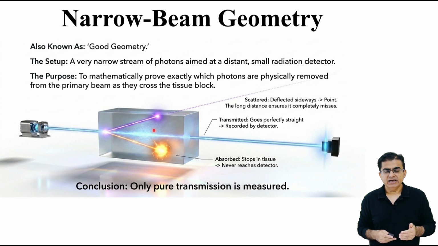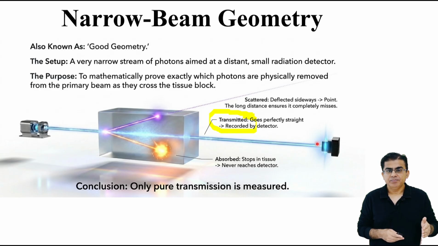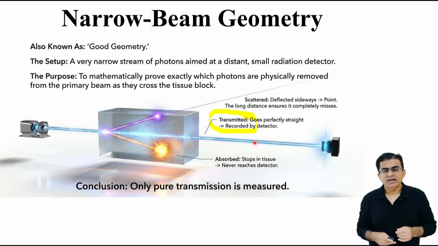First, second, and third. First, look at the blue path on the screen. These are the lucky photons that are transmitted. They go perfectly straight through the tissue without interacting with any atom of tissues and successfully hit this distant detector. This is the first fate. Next, look at the second fate in the orange path. These photons crash into an atom and are completely absorbed. Because they stop inside the tissue, they never reach the detector.